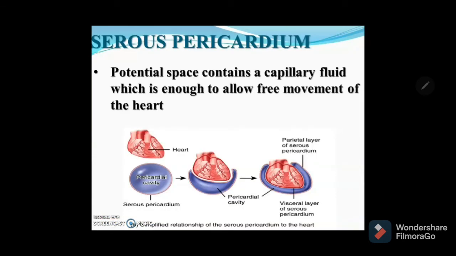Coming to the serous pericardium, again the potential space contains the capillary fluid, which is enough to allow free movement of the heart. Maximum amount is around 300 ml.